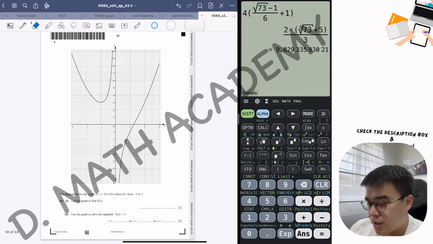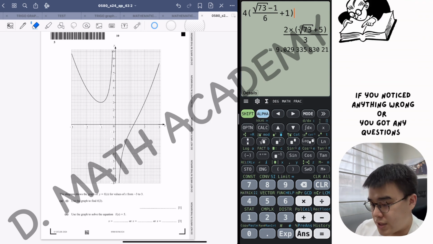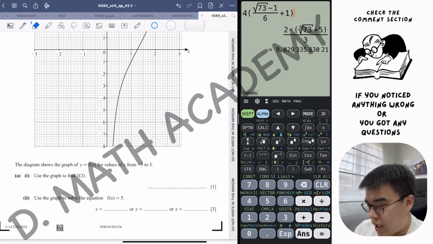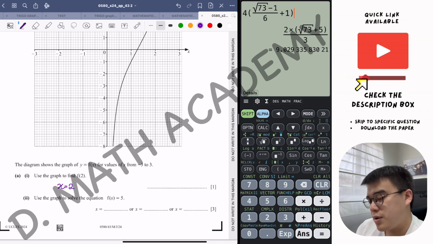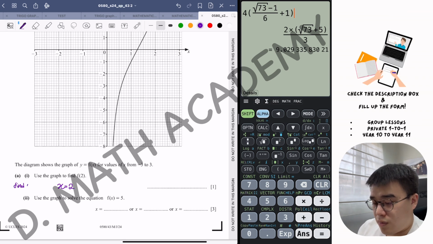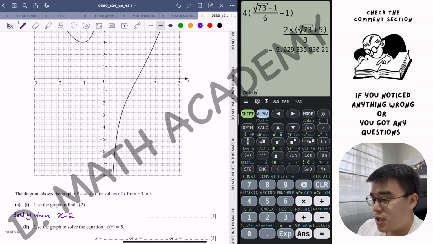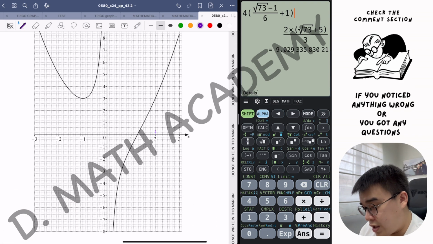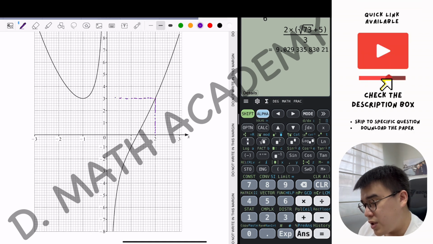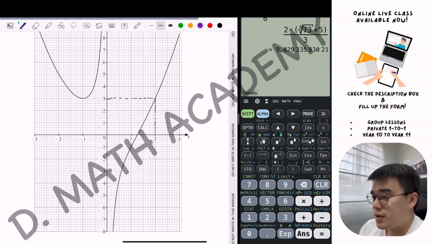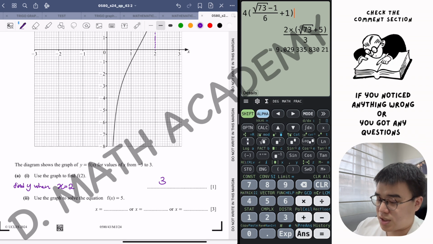Question 5. This is quite good because they already sketched it out for us. So what was the question A1 asking is basically telling us to find the y value when x is 2. So let's trace it and see. x equals 2 is located here. When I trace it up, I only have one answer, which points me towards 3. So this is 3 for my first answer here.